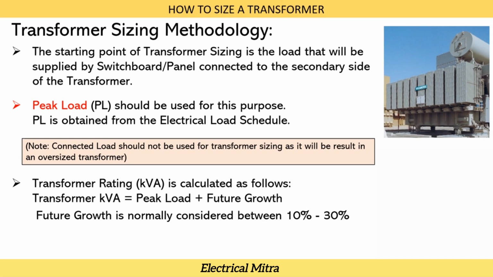So once we have the peak load, the transformer kVA rating is calculated as the sum of the peak load and the expected future growth. Now, future growth is normally considered between 10 to 30% depending upon what additional loads are expected in the future.